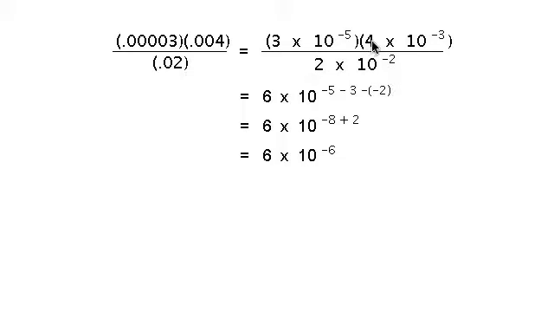So now we deal with the mantissas separately. 4 times 3 is 12, divided by 2 is 6. And powers of 10, if they're on the same line, you add. So minus 5 plus a minus 3 is a minus 8. And remember, the rule for division is you subtract the denominator's powers. So it's the numerator's powers minus the denominator, which is a minus 2. And a minus of a minus is a plus. So minus 8 plus 2 is minus 6.